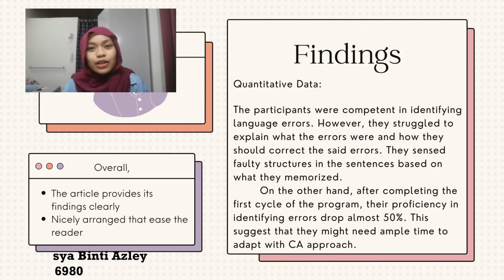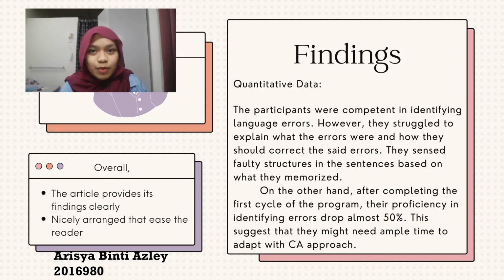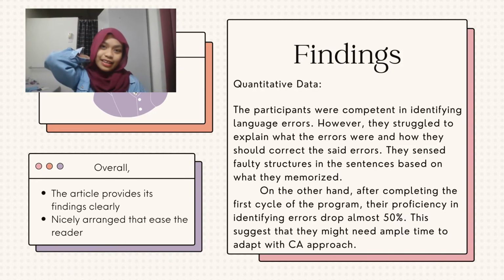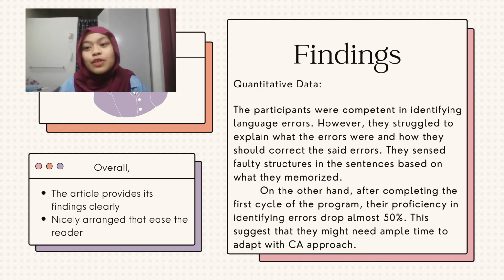Assalamualaikum warahmatullahi wabarakatuh. I am Arisha binti Azwi with the metric number of 2016980. I will present the most crucial part from this article review, which is the findings or the results. So based on this article, they collected two types of data, which is quantitative data and qualitative data. So we will be looking at both of the results. But first of all, overall, the article provides its findings clearly. It is also nicely arranged and it can ease the reader to read it.